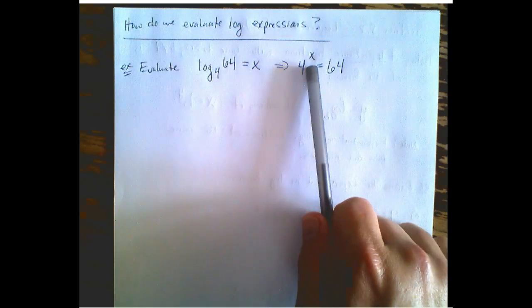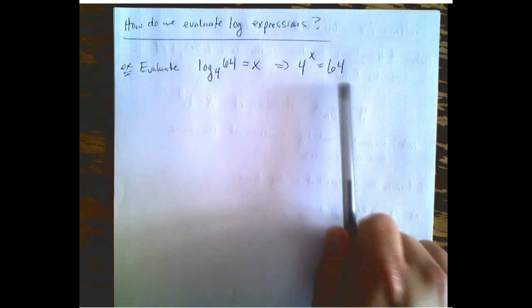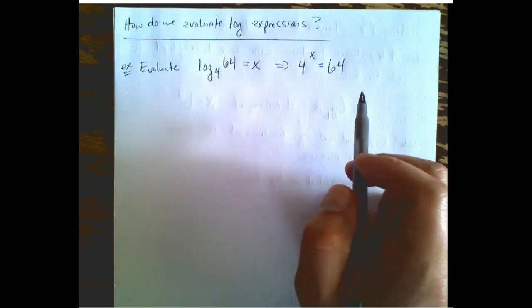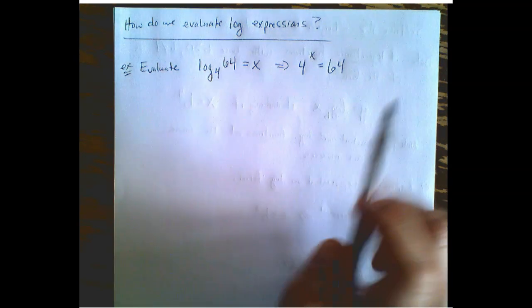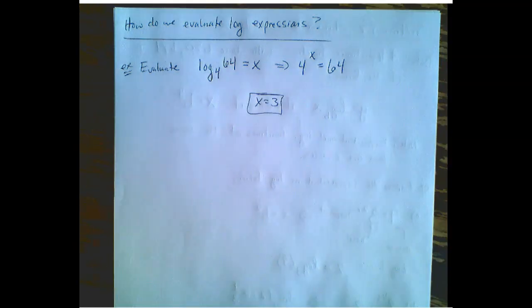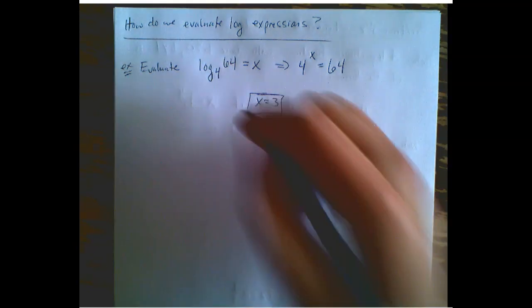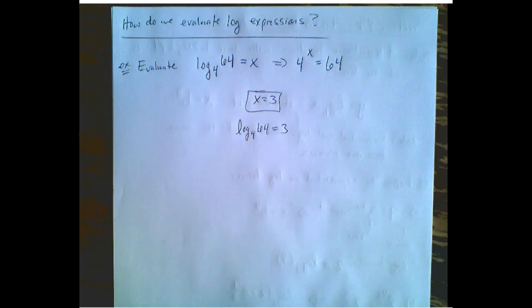Now all we need to do is figure out what that power of x should be so that when we raise 4 to it, we get 64. Well, 4 times 4 is 16. 16 times 4 is 64, right? So x is equal to 3, right? Because 4 to the 3rd power is equal to 64. Therefore, x equals 3. Or, equivalently, log base 4 of 64 equals 3.